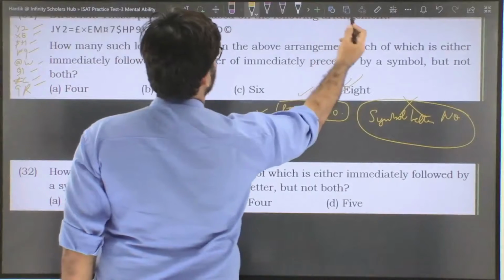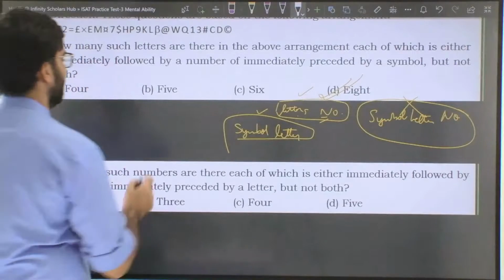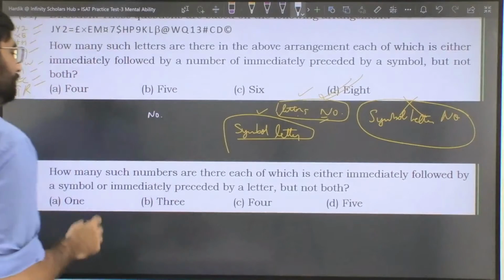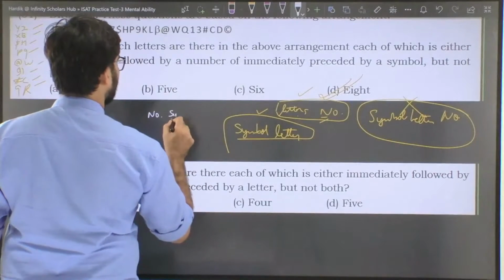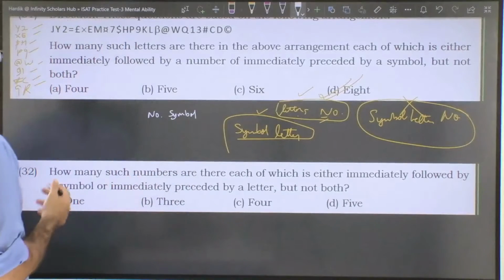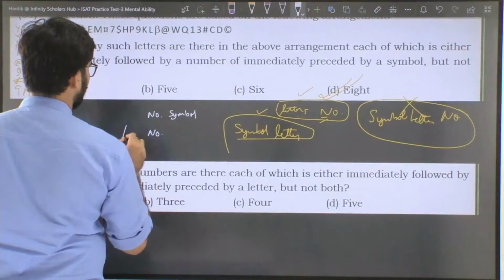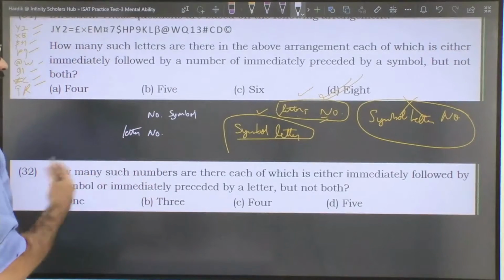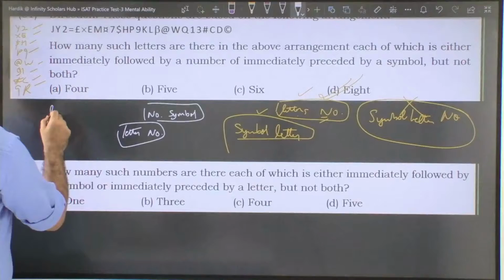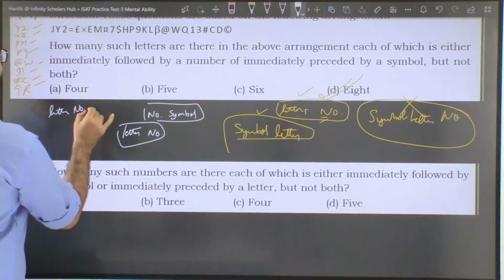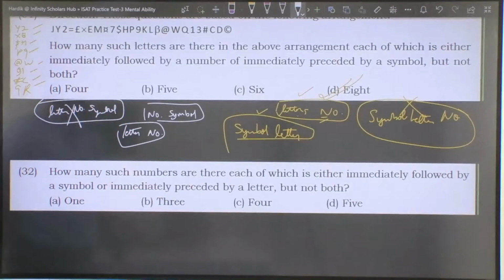Okay, fine. So now the arrangement is clearly visible to us. Fine. Now let's see what they are saying. How many such numbers are there? This time they are asking you numbers, each of which is either immediately followed by a symbol. So after number there should be a symbol. Okay, and or immediately preceded by a letter. So before number there should be a letter. Okay, but not both. So again we have to check the same thing, but we have to make sure that we should not get the letter, number and symbol sequence. If we get that sequence, we won't be considering it, right?